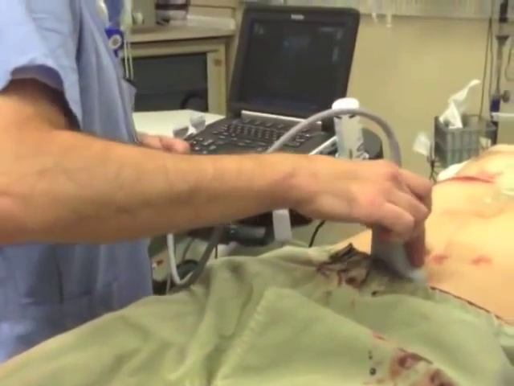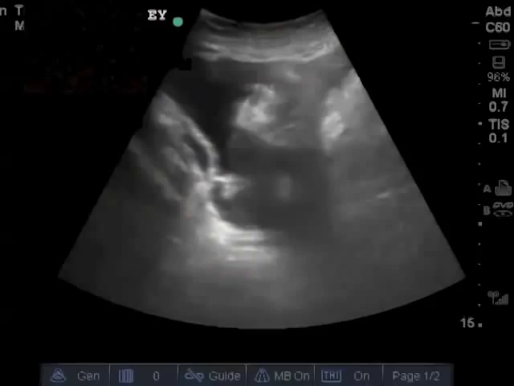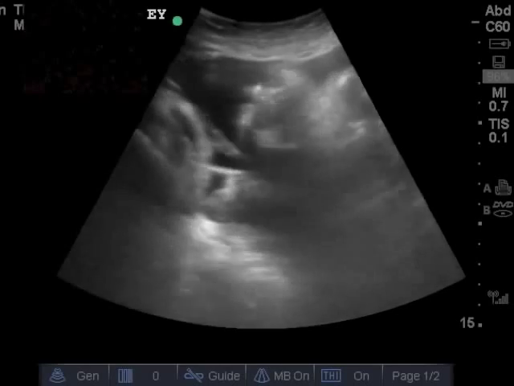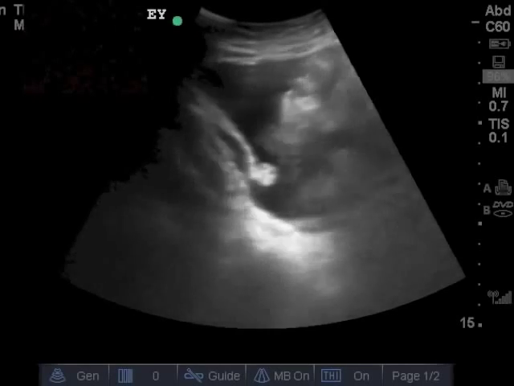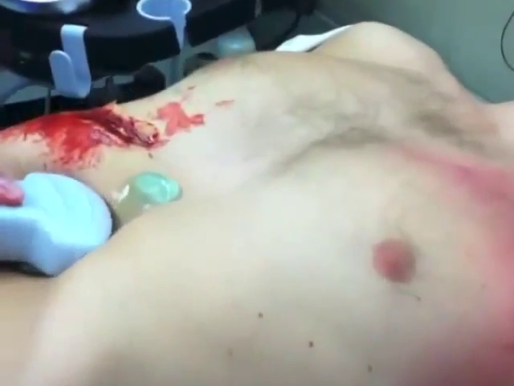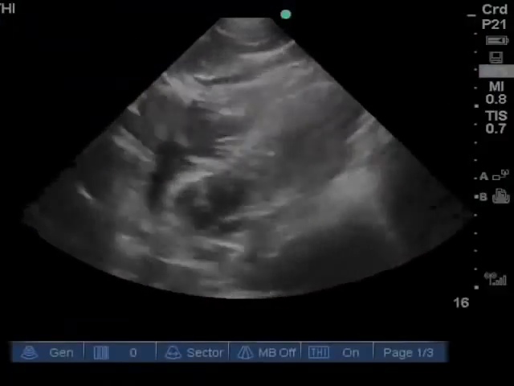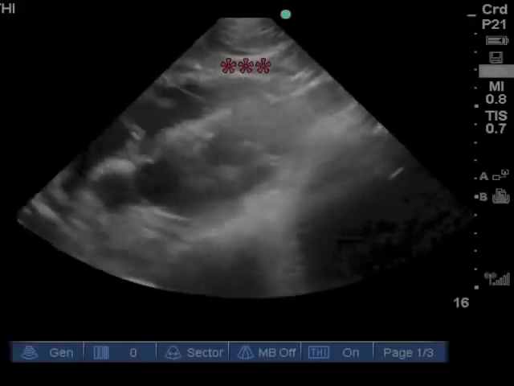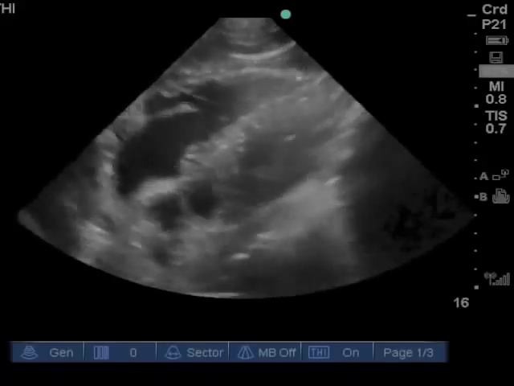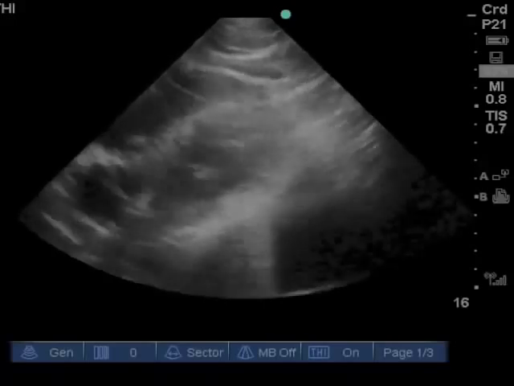Pelvis view. There's fluid everywhere down here. His bowels are surrounded by it. Cardiac. There's a small stripe of black around the anterior edge of the heart. That's a pericardial effusion, probably hemopericardium. And I can see that his heart is working hard.